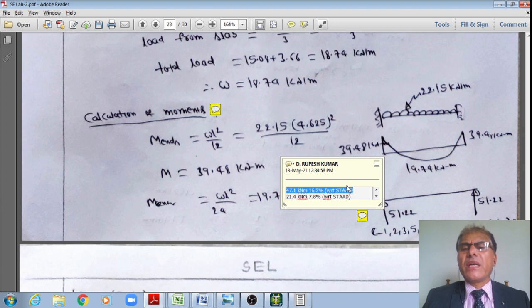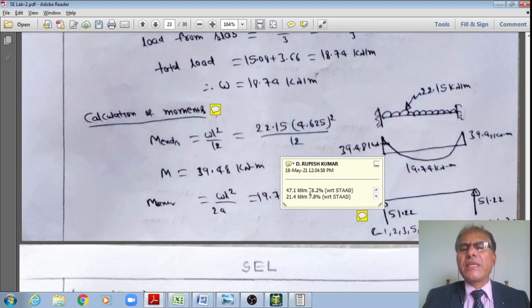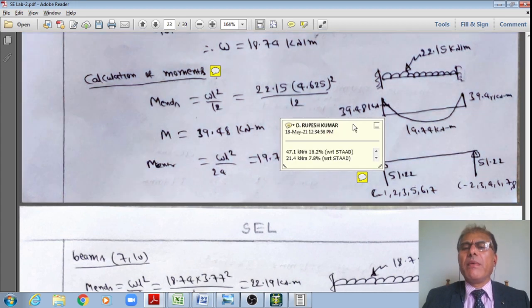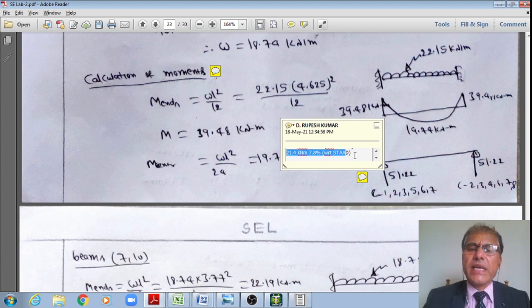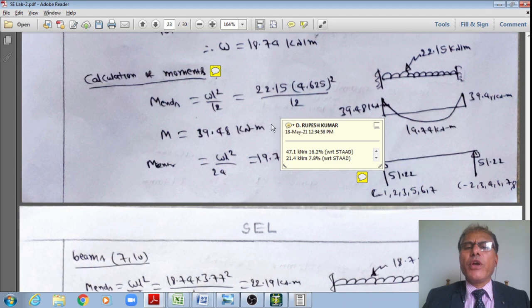However, if I take that STAAD 47.1 as my correct result, then this 39.48 is almost 16% error. Manual calculation has 16% error. Likewise, this positive bending moment is 19.79 from manual calculation, but from STAAD I am getting 21.4. Therefore, 21.4 from STAAD is exact, compared to that 19.7. Therefore, this 19.7 is approximately 7.8% error.